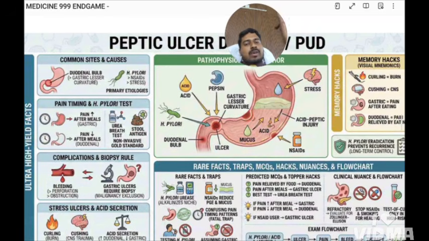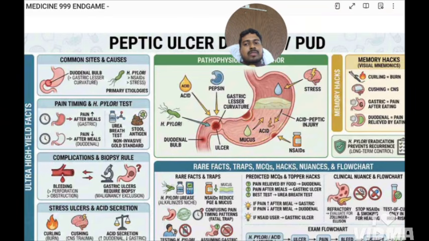So typical complaint, how to differentiate between a gastric ulcer versus duodenal ulcer? Gastric ulcer pain will increase after meal, because food goes inside the stomach. Now it will cause erosion and it will cause more acid secretion. Whereas in duodenal, pain will decrease after meals. Okay, so pain decrease after meals is duodenal, pain increase after meals is gastric.